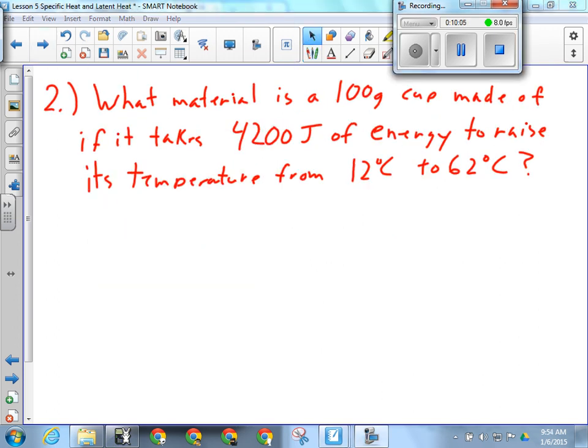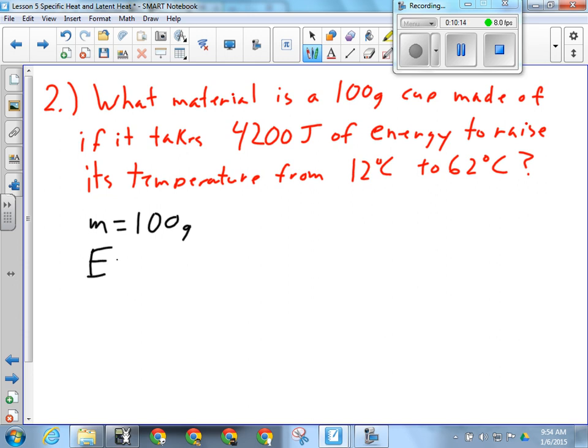Give it a try. All right, so for this one here, our givens are mass, 100 grams, the energy, 4,200 joules, and we're told the temperature change from 12 degrees Celsius to 62 degrees Celsius, so our temperature change is 50 degrees Celsius. They want me to find out what material it's made out of. What's the only thing from that formula I don't have right now? Specific heat capacity.